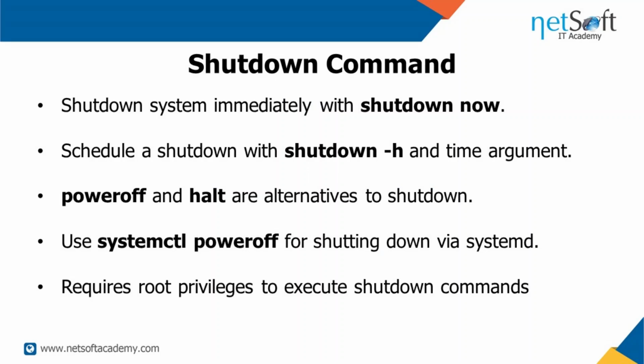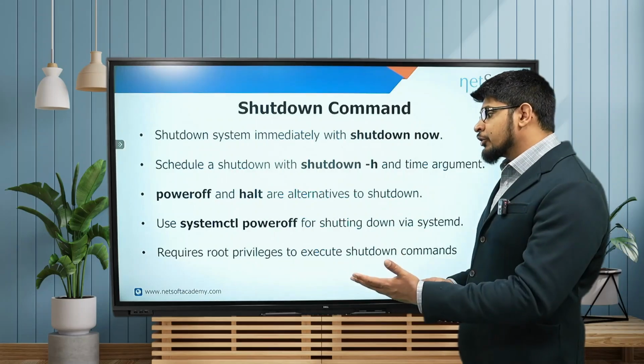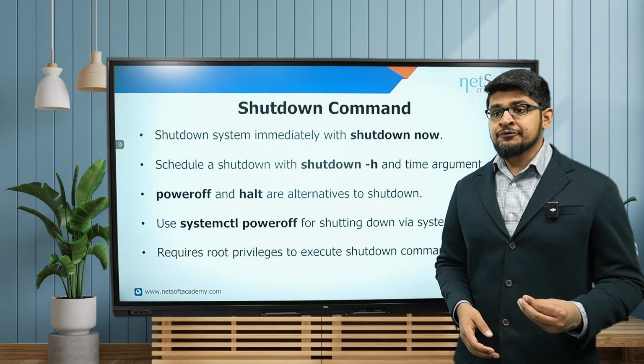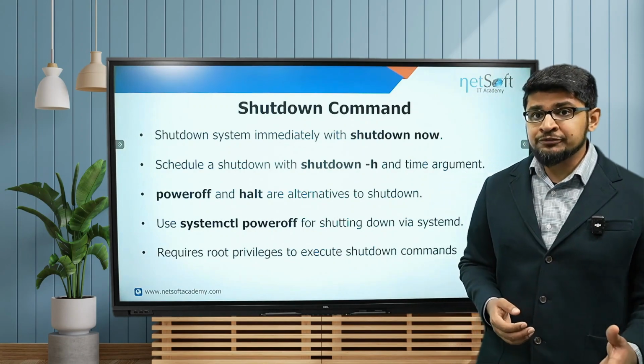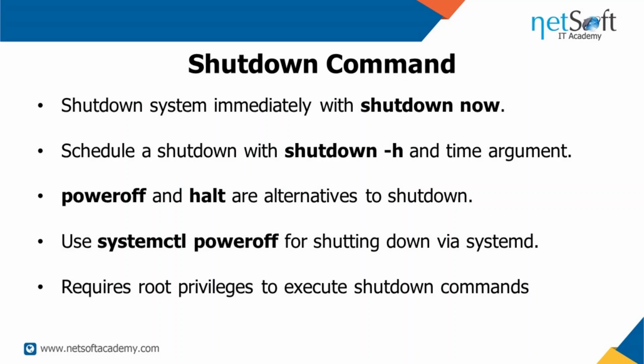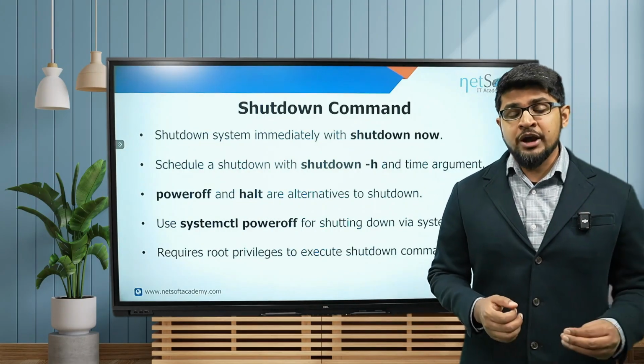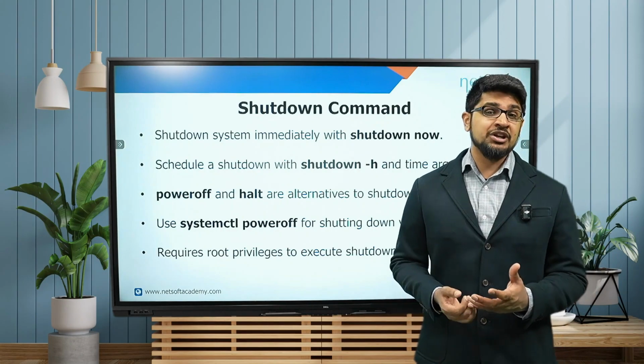The first is, of course, shutting down the system immediately with the command shutdown now. You can also give a scheduled shutdown with a time option with shutdown -H. There are alternatives as well, including Poweroff and Halt. And of course, you can power off the system using systemctl poweroff and using systemd in order to manage your system state. In some cases, you might require root privileges to actually execute the command itself.